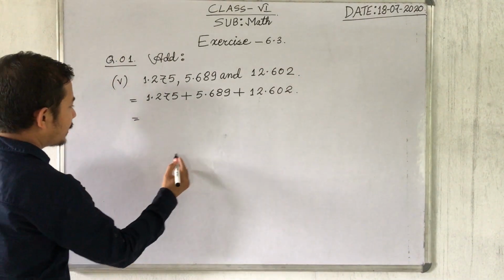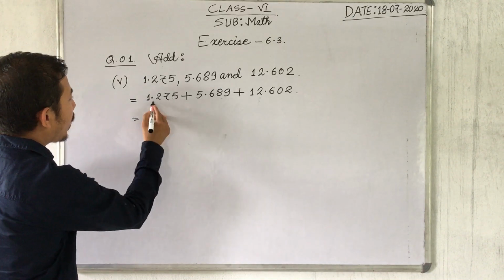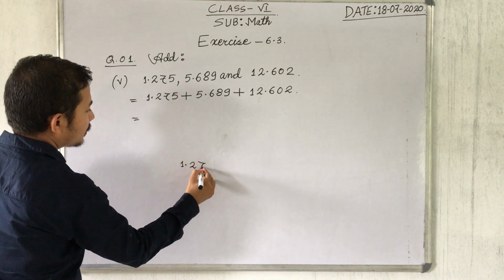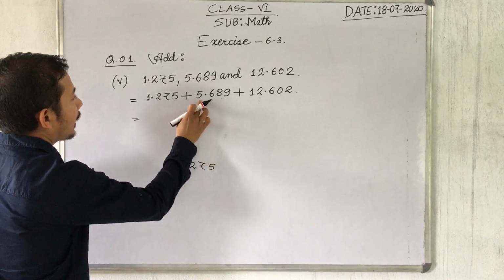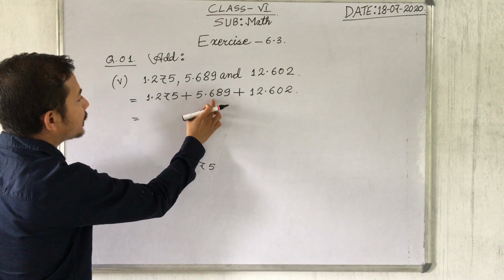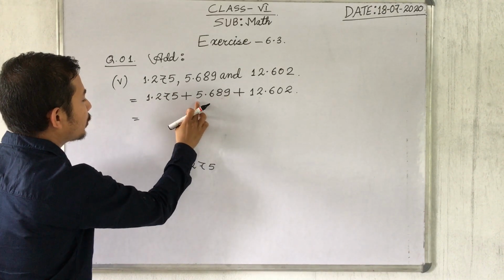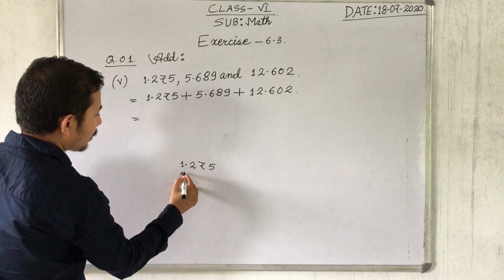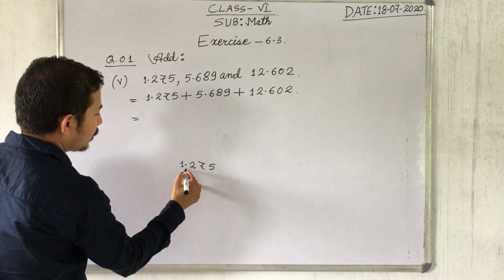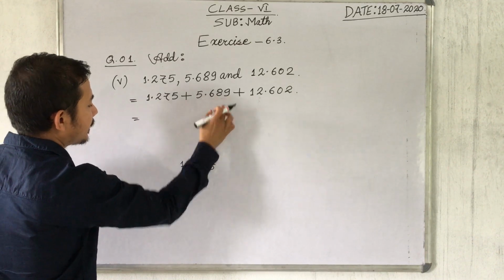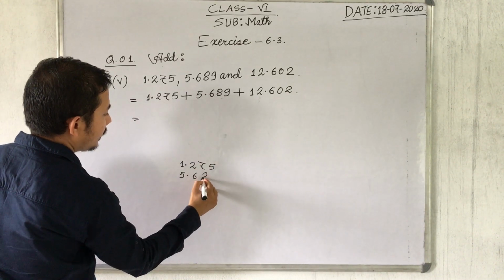Okay, now look at here. What is there? 1.275, and this one 5.689. Behind the decimal point there are 3 digits, and in front of the decimal point only 1 digit. So write this digit in front of the decimal point, and you have to put this decimal point in the same line. Okay, and then 689 here.